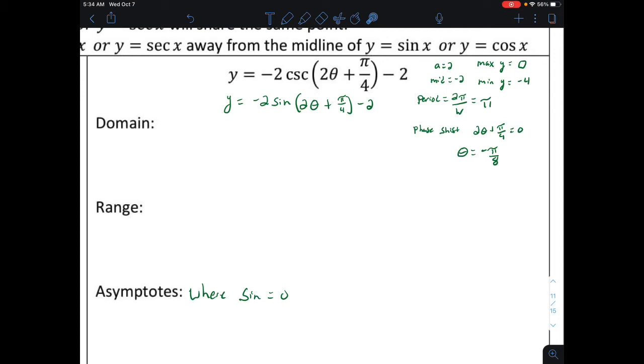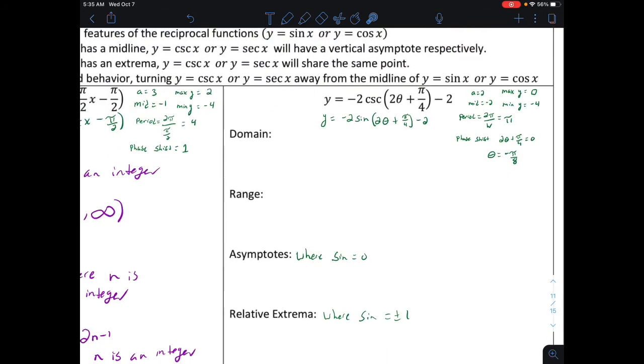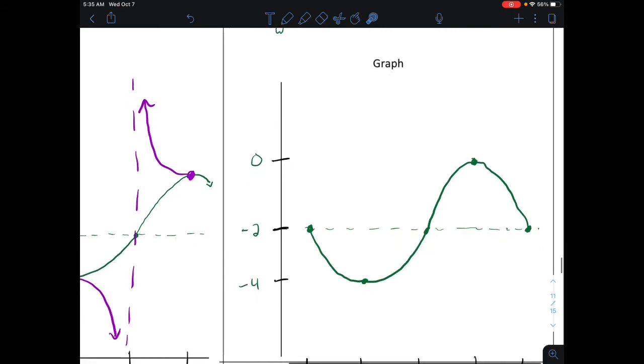And then we go find our phase shift where we set the inside equal to 0 and solve for theta. That gives us -pi/8. So on our horizontal scale, the first number we put on is -pi/8. And every number we put after that, we're going to add a quarter of our period to it. That way we get one full cycle. Our vertical scale is going to be our max y, min y, and our midline values for the sine wave. And then we'll go from there.